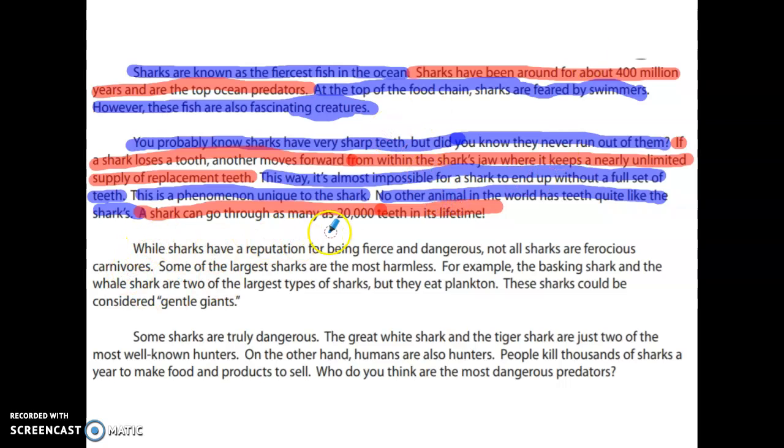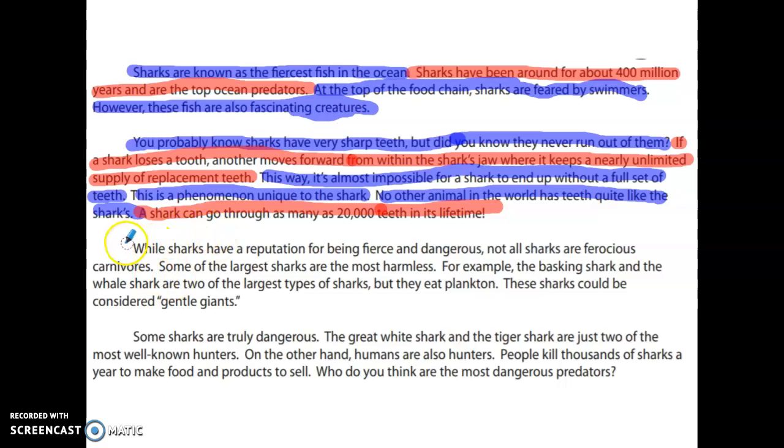While sharks have a reputation for being fierce and dangerous, not all sharks are ferocious carnivores. Some of the largest sharks are the most harmless. For example, the basking shark and the whale shark are two of the largest types of sharks, but they eat plankton. These sharks could be considered gentle giants. Some sharks are truly dangerous. The great white shark and the tiger shark are just two of the most well-known hunters. On the other hand, humans are also hunters. People kill thousands of... Oh, I went too far.